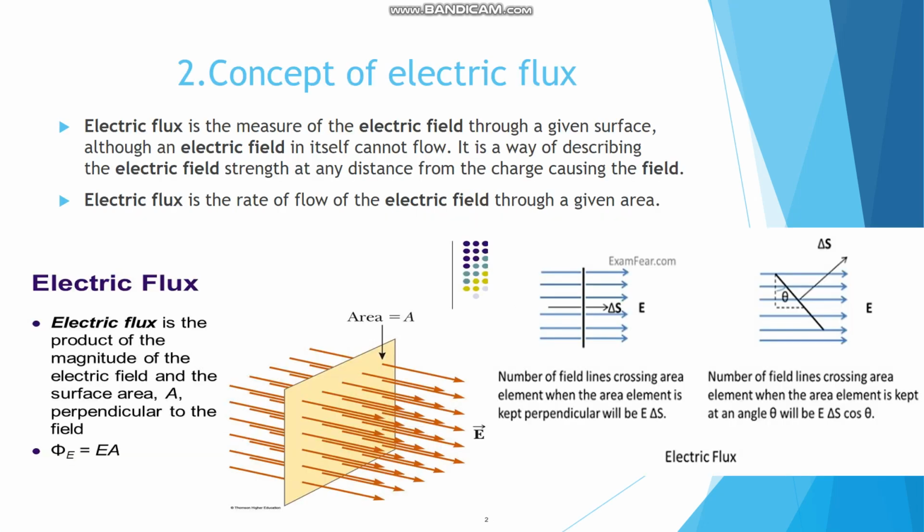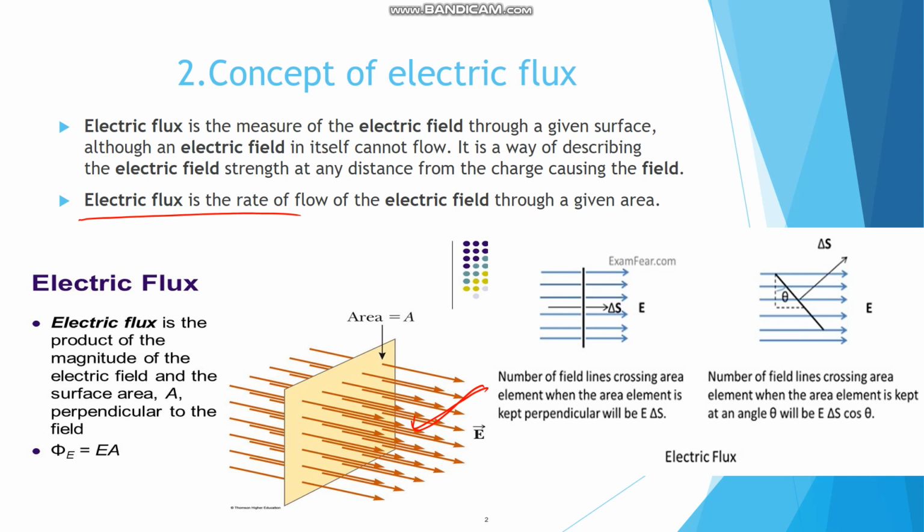Now see the next topic, electric flux. Electric flux is the measure of the electric field through a given surface, or we can say the electric flux linked with the surface in an electric field is equal to the total number of lines of force passing normally through the surface. Or we may say electric flux is the rate of flow of the electric field through a given area.